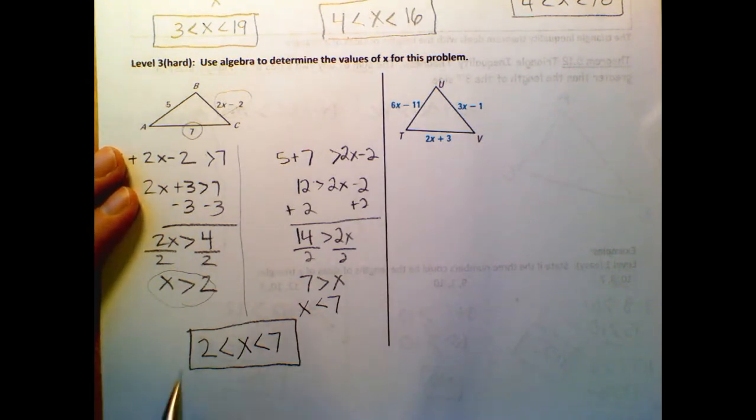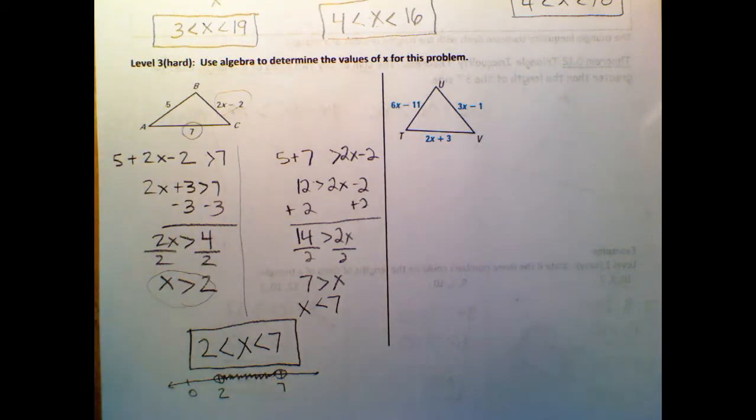Okay, I didn't make the number line. I should do the number line first, but there's 0, 2, 7. Open circles, these all have open circles on them.